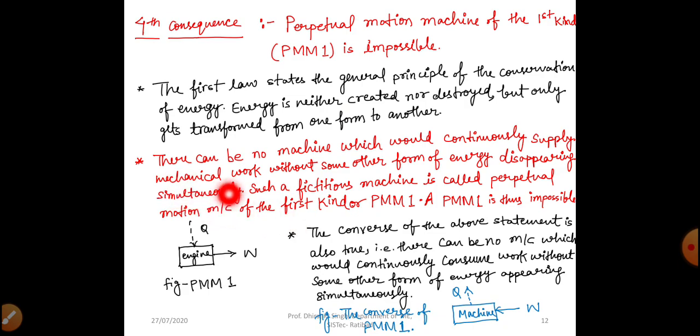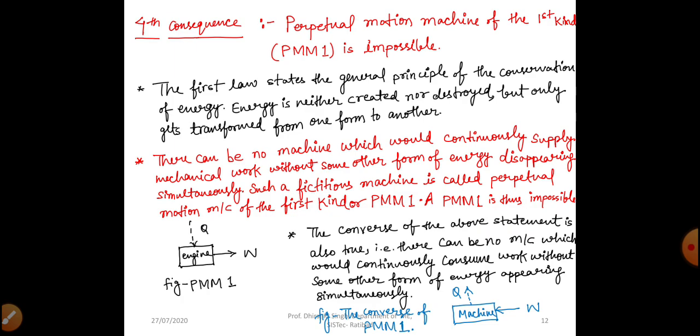So in PMM1, what we have to understand is that there can be no machine which would continuously supply mechanical work without some other form of energy disappearing simultaneously. Such a fictitious machine is called a perpetual motion machine of first kind, or PMM1. So PMM1 is thus impossible.